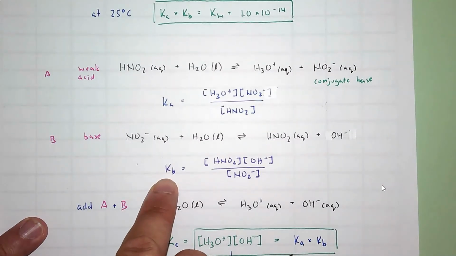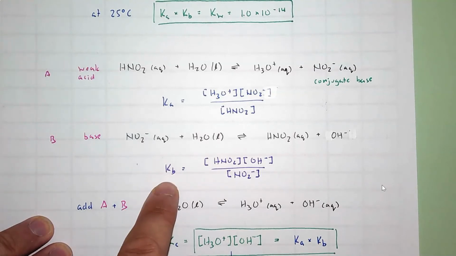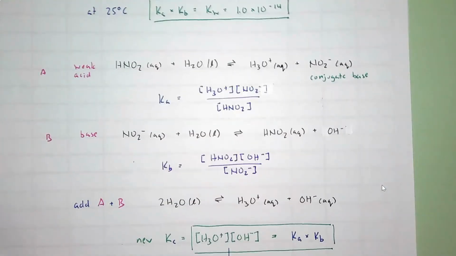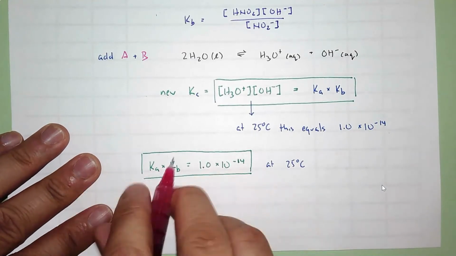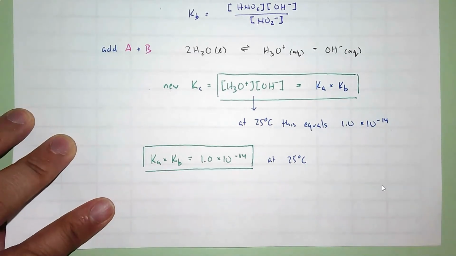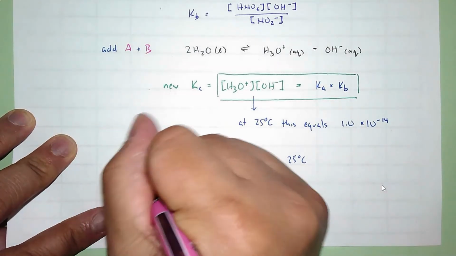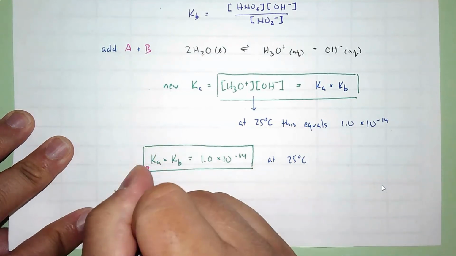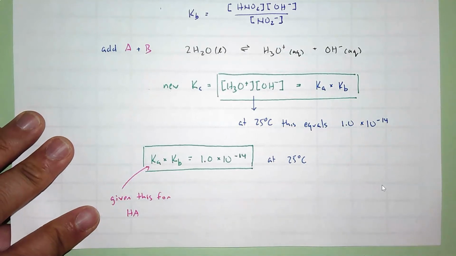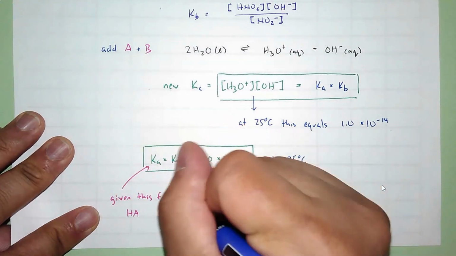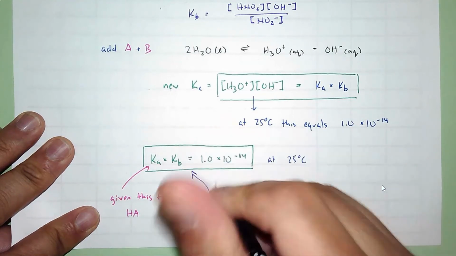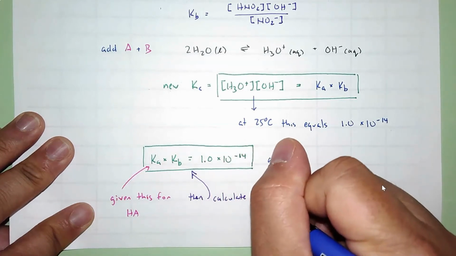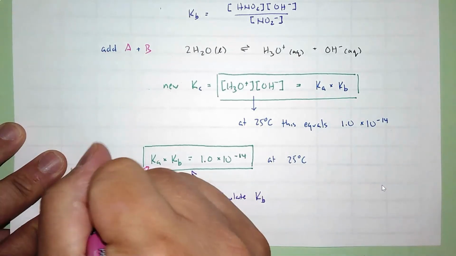This Kb is not for this acid. This Kb is for the conjugate base of this acid. So the trick is, if you're given one, you can calculate the other, but you have to know for what molecule. So for instance, if given this Ka for HA, some general acid, then you can calculate this, then calculate Kb.